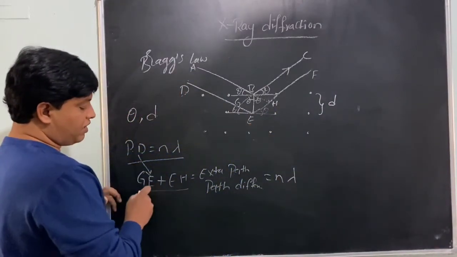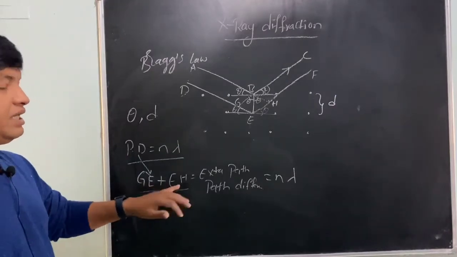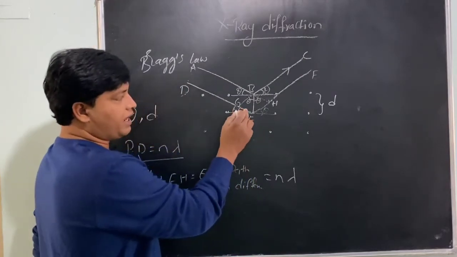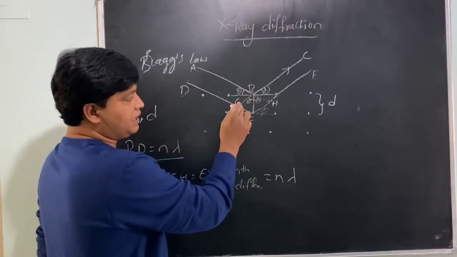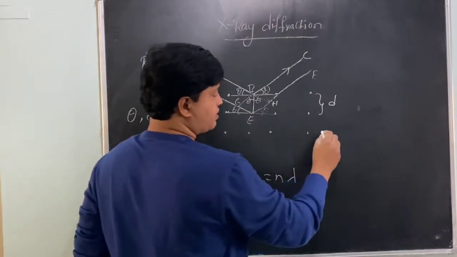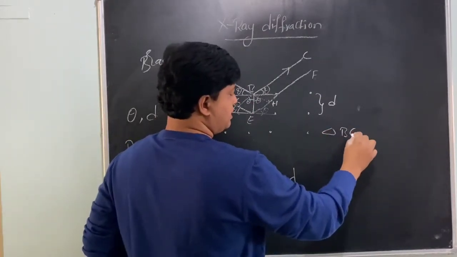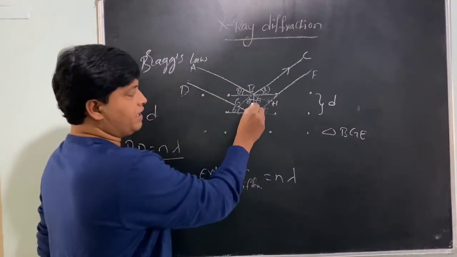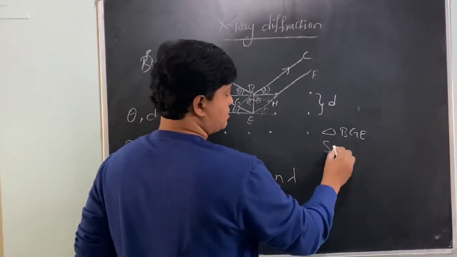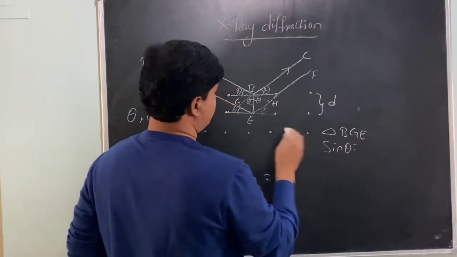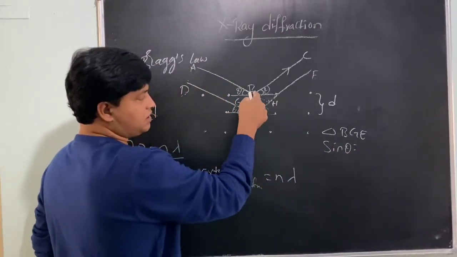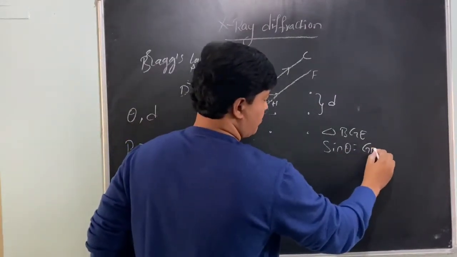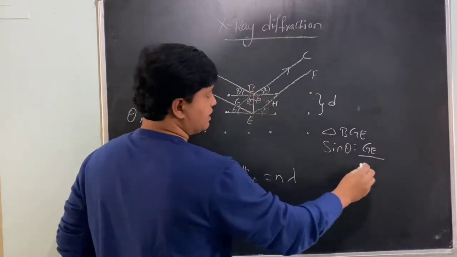Now we need to find the value of GE and EH. For that you need to take the triangles here. We have two triangles. One triangle is BGE. It is a right-angle triangle. We have theta here. Apply sin theta. In triangle BGE, sin theta is equal to opposite side by hypotenuse. BE will be the hypotenuse and GE will be the opposite side. So sin theta is GE by BE.